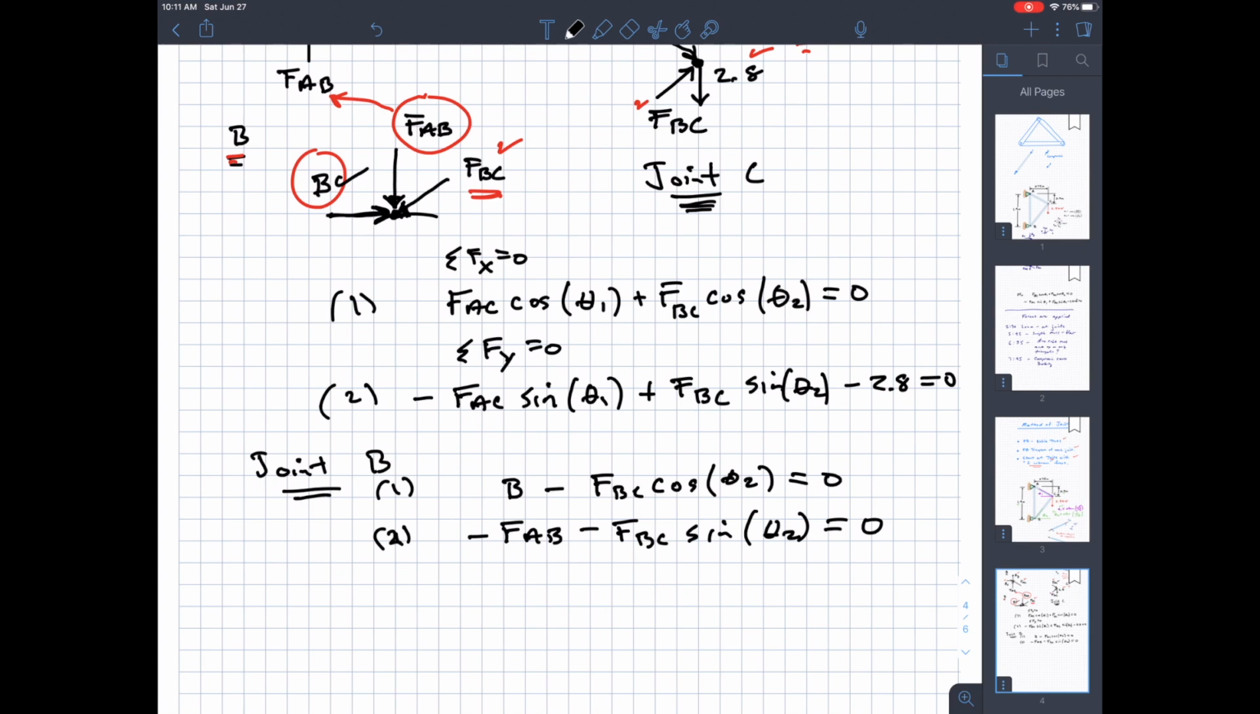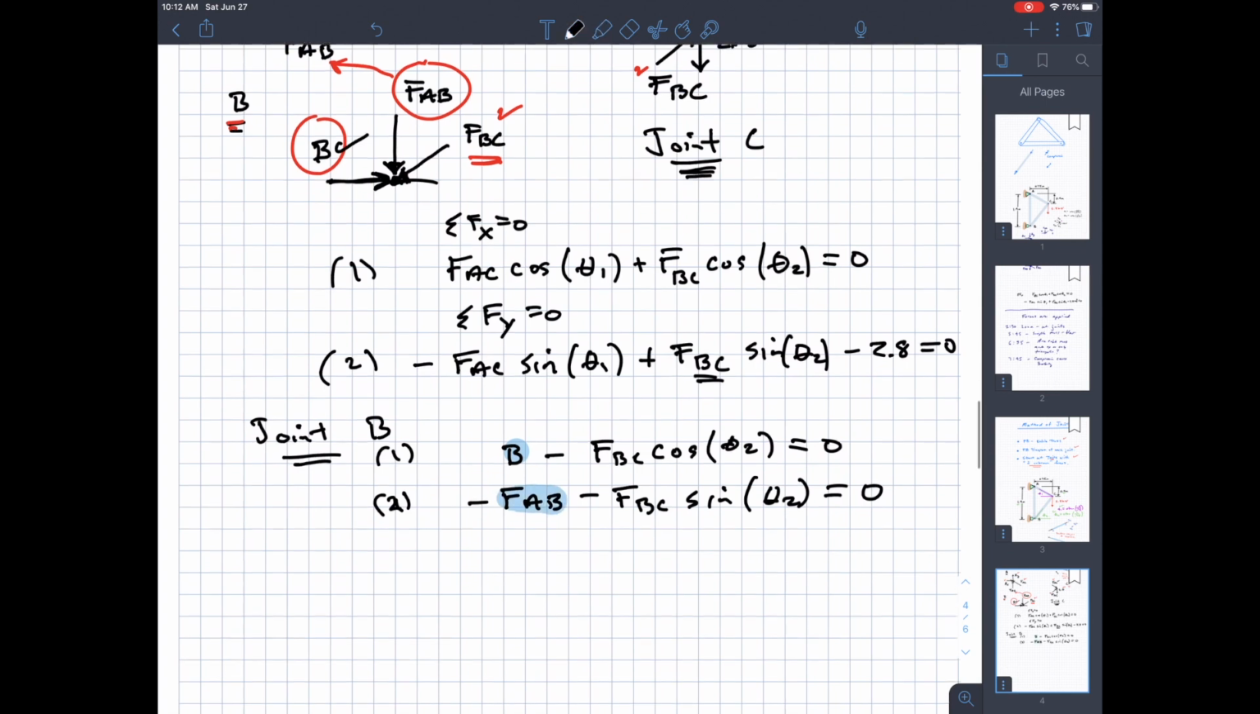All right, two equations, two unknowns, I can solve. Why is it two unknowns? Because I already knew what FBC is. And so that lets me solve for the unknowns B and FAB.